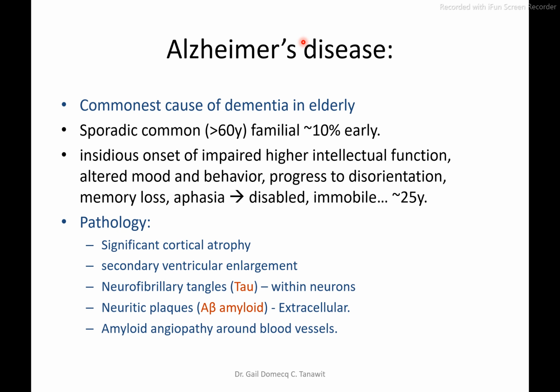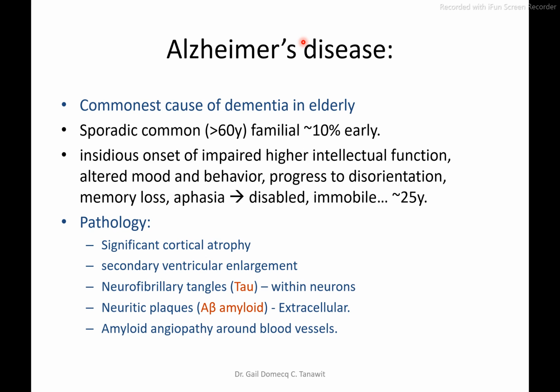A case was presented in Berlin in 1906, and it gained international recognition. So Alzheimer's disease is the commonest cause of dementia in the elderly. It can be sporadic, which is the common type. It occurs usually if the patients are more than 60 years of age. There can be a familial predisposition, so it can run in the genes. It can set in as early as 10 years earlier, as opposed to the normal population.